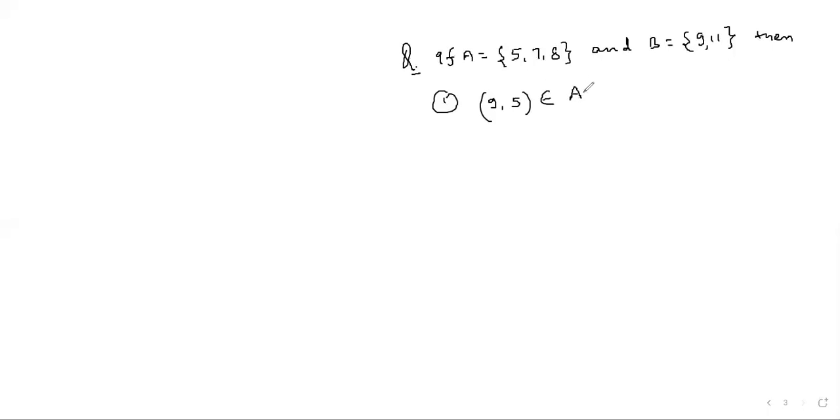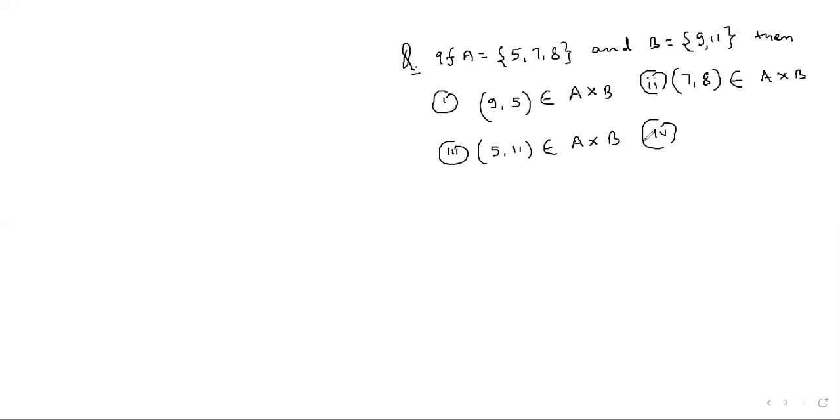One question. If A = {5, 7, 8} and B = {9, 11}, then we have four options here. First, (9, 5) belongs to A cross B. Second, (7, 8) belongs to A cross B. Third, (5, 11) belongs to A cross B. And fourth, (9, 11) belongs to A cross B.